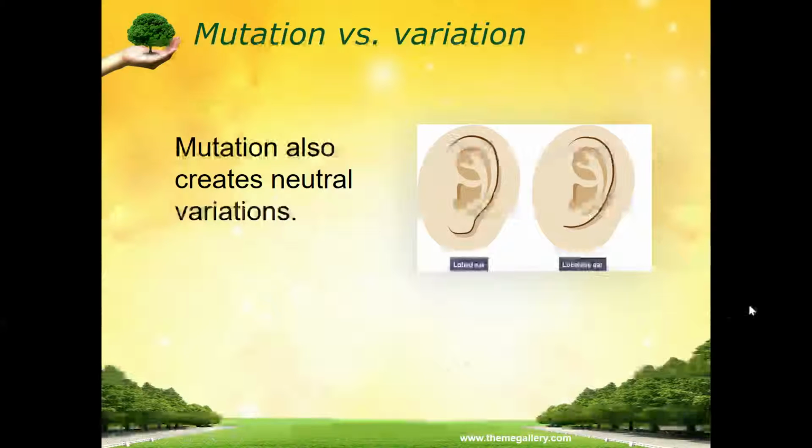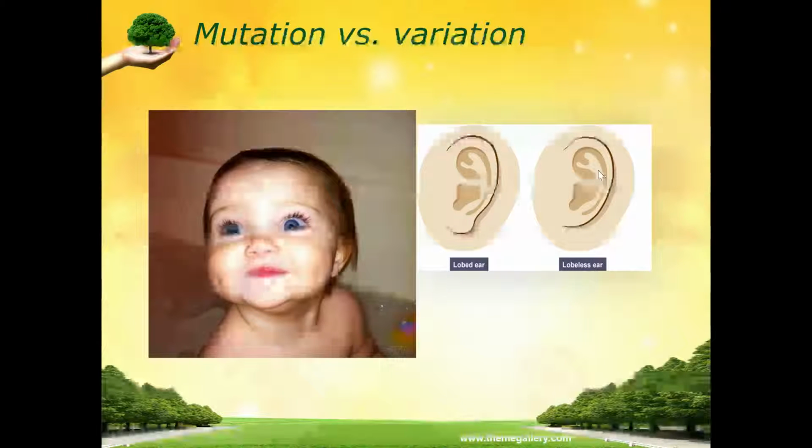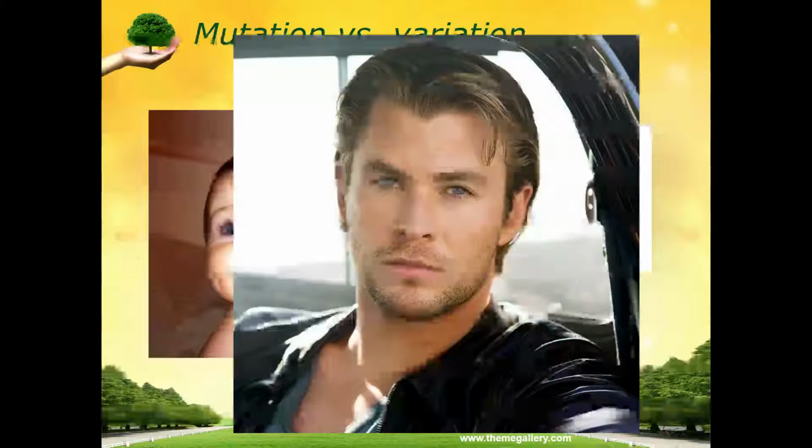There are many more examples of variation that are neither good nor bad, but just different, like blood types, eye color, the shape of the lobe of the ear, as we see here. Some people have this type, others have the lobeless ear, or, for example, the presence of a dimple here, this beautiful girl, or what is called a widow's peak, as we can see in our friend Chris.